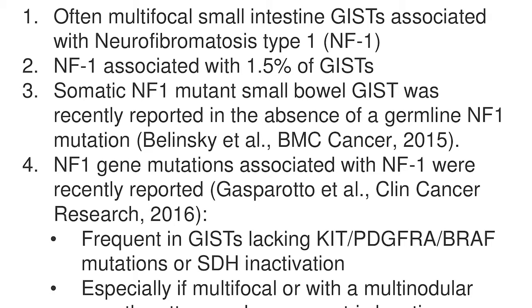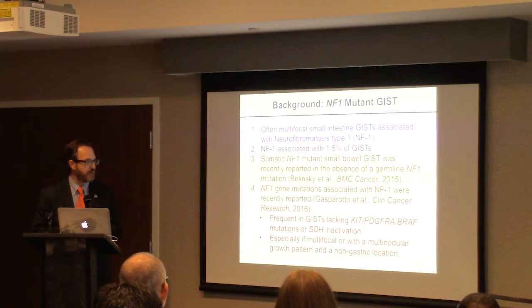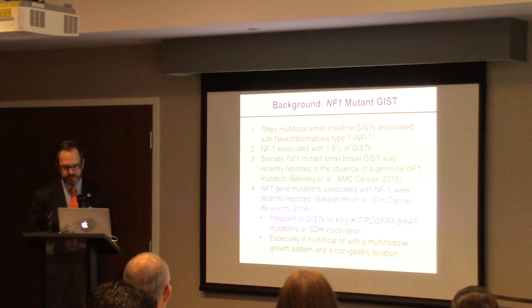At the time, there was only one reported case of an NF1 mutant GIST in a patient that did not have neurofibromatosis, meaning that they acquired the NF1 mutation but didn't have the hereditary syndrome passed down from their parents, or sometimes some of these patients in utero will develop a mutation that then gets perpetuated through the rest of their genome, or at least part of their genome. And these genes have been associated with NF1 and GIST, in the absence of all these other mutations that we thought about, like KIT, PDGF, BRAF, SDH.